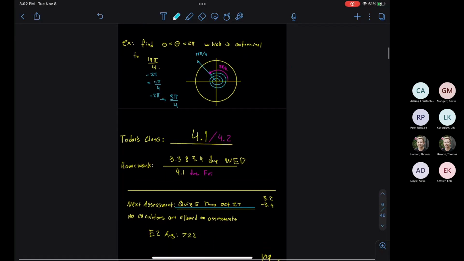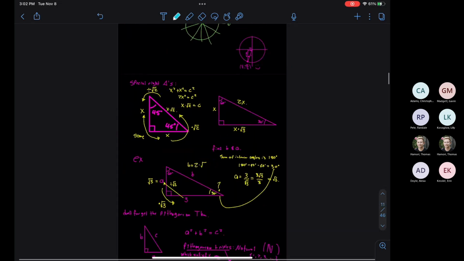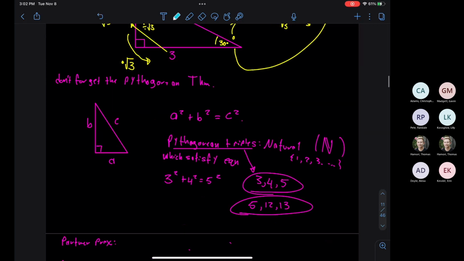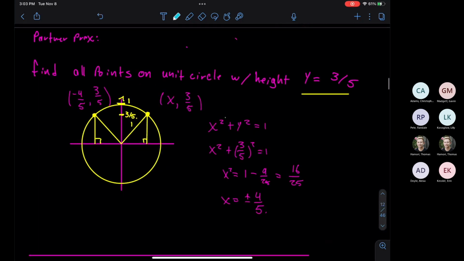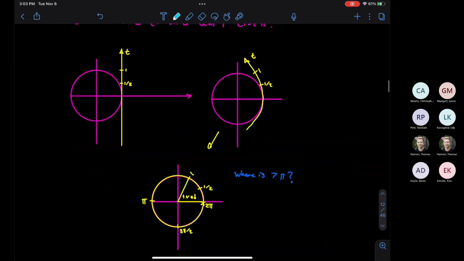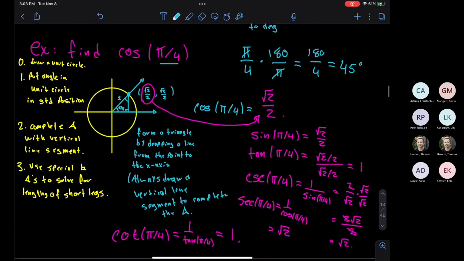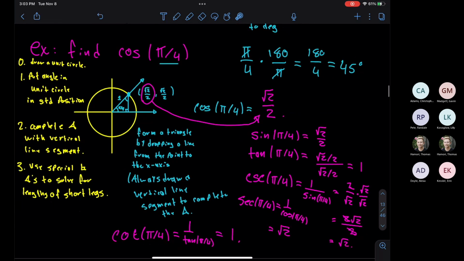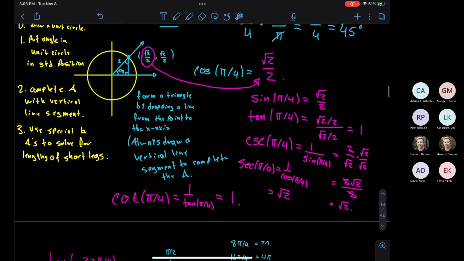We talked about angles and their measurement. And we talked about special right triangles, 45, 45, 90 and 30, 60, 90. And we went over an example from the notes on how to find the points on the unit circle with height 3/5. You can find this exact problem in the lecture notes. Then we talked about this example of finding cosine of pi over 4 and these steps 1, 2, and 3. Again, you can find this in the lecture notes.